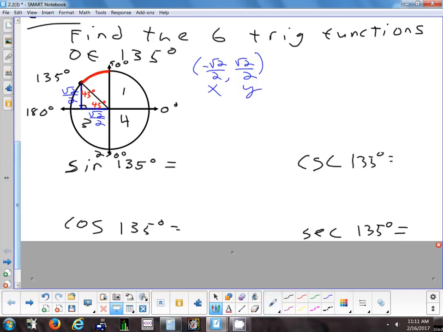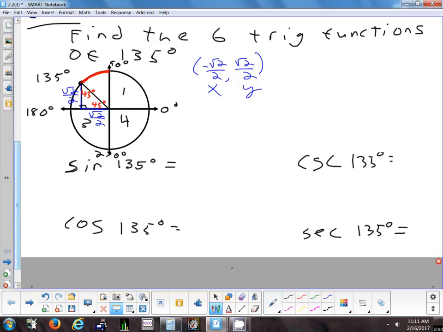All right, so Sydney, what's my sine here? Which one? Yeah, it's the square root 2 over 2. It's the y value, it's positive. Brianna, what about my cosine?